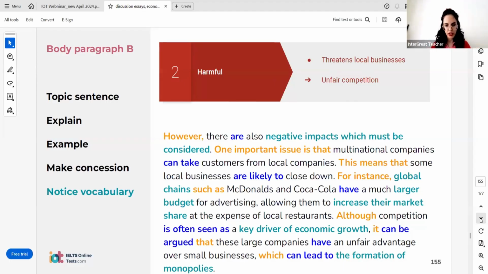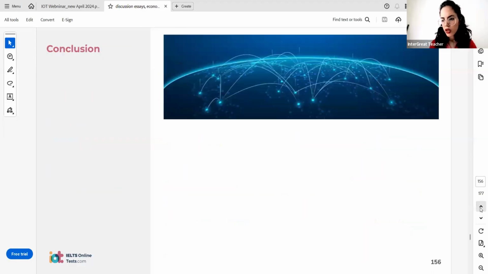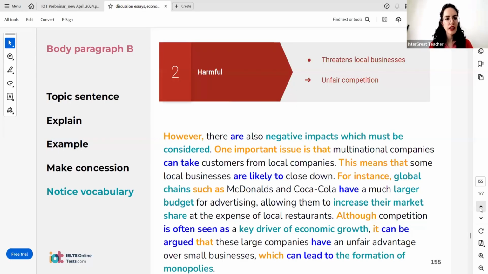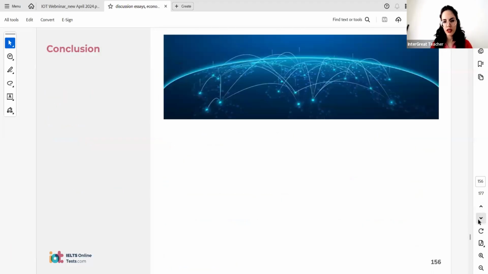Monopoly is not a word that everybody knows. Okay, so this is my second body paragraph, including topic sentence, explanation, example, and concession. Now, let's get to the last paragraph.